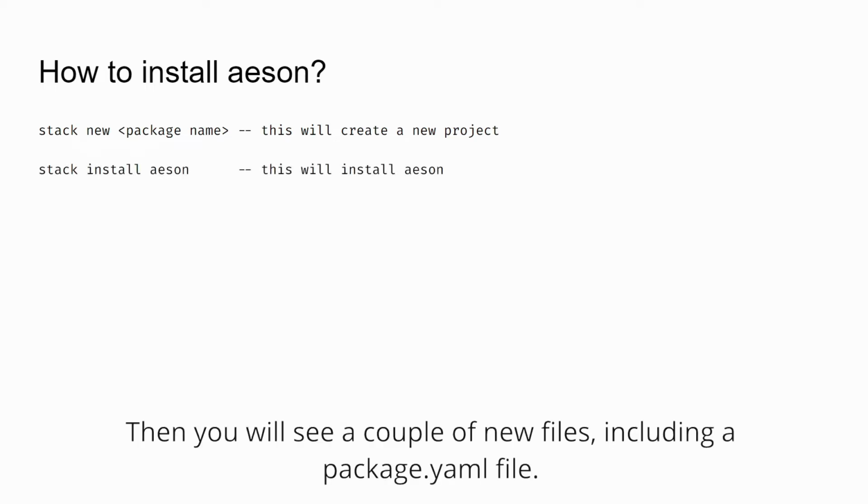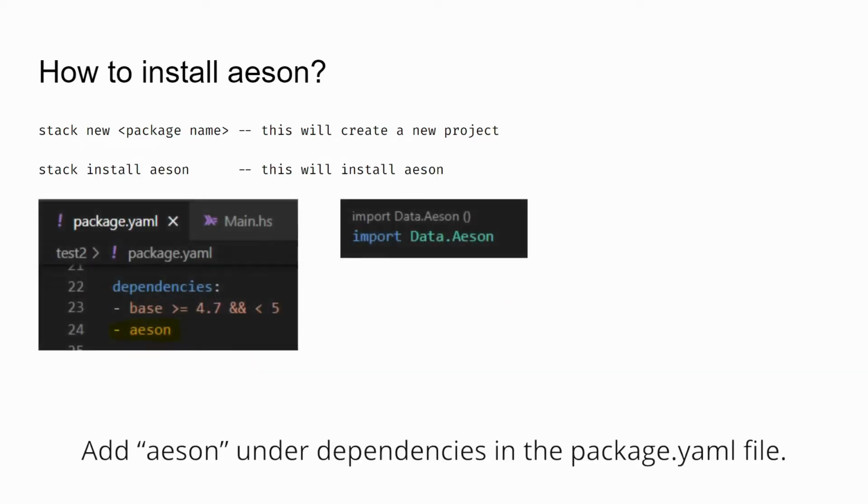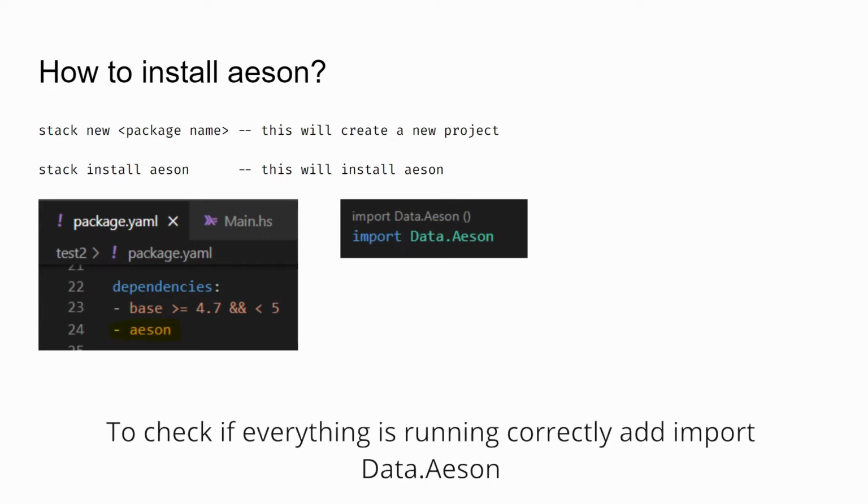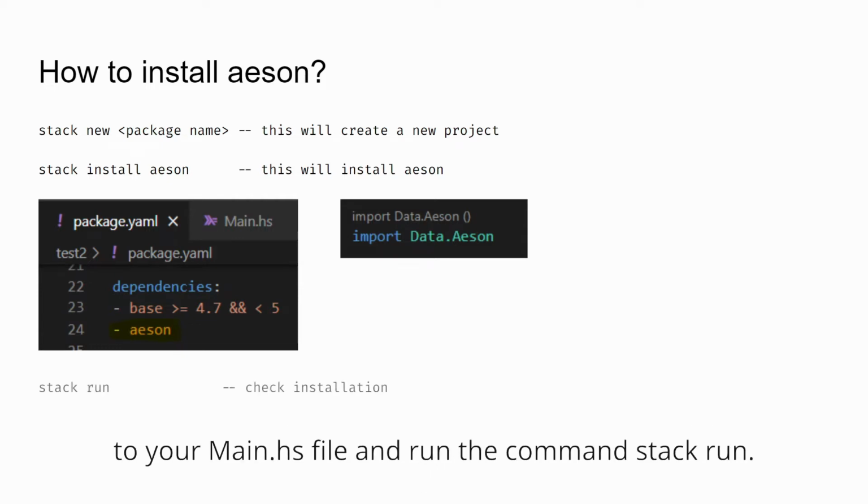Then you will see a couple of new files, including a package.yaml file. Add aeson under dependencies in the package.yaml file. Check if everything is running correctly. Add import Data.Aeson to your Main.hs file and run the command stack run.